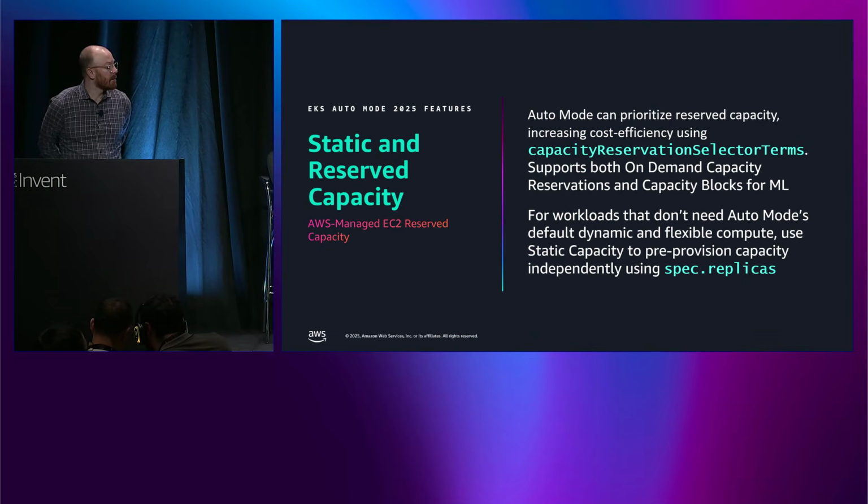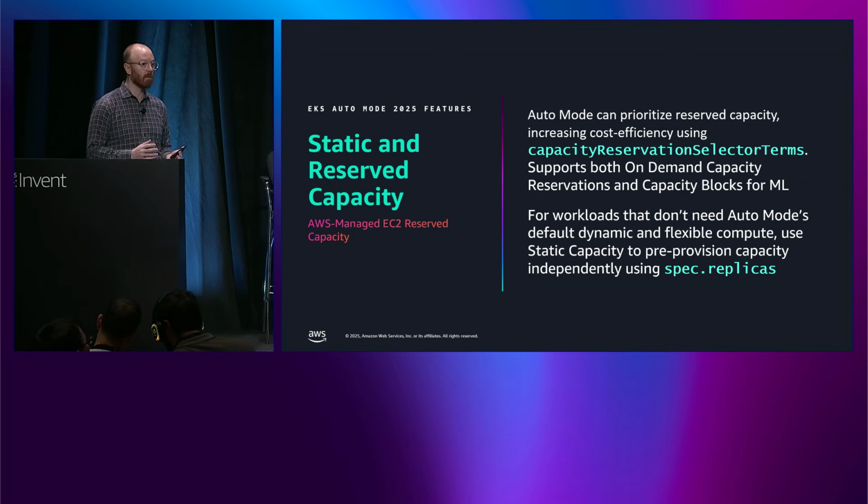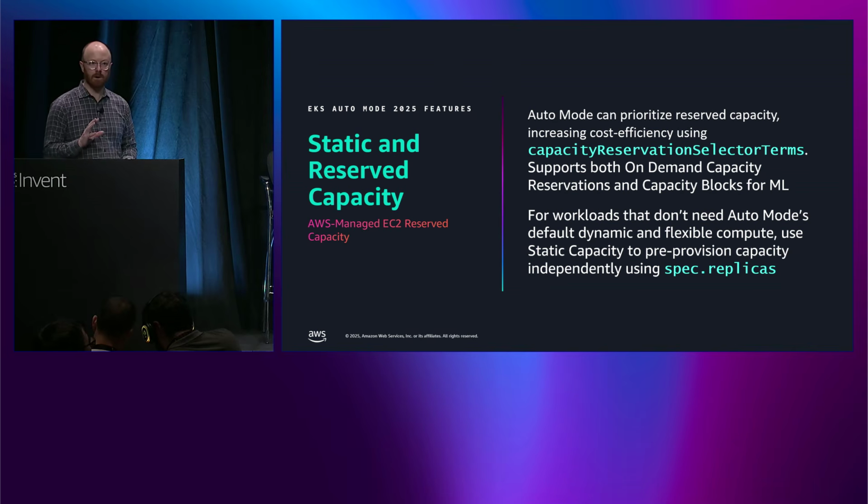So the last group of features that we have here are around the capacity itself, so like the instances in your cluster. While Auto Mode's dynamic capacity management powered by Karpenter is perfect for a lot of workloads, there are absolutely scenarios that require more predictable or reserved capacity. So that's why we've added these two important features around how Auto Mode handles capacity management.